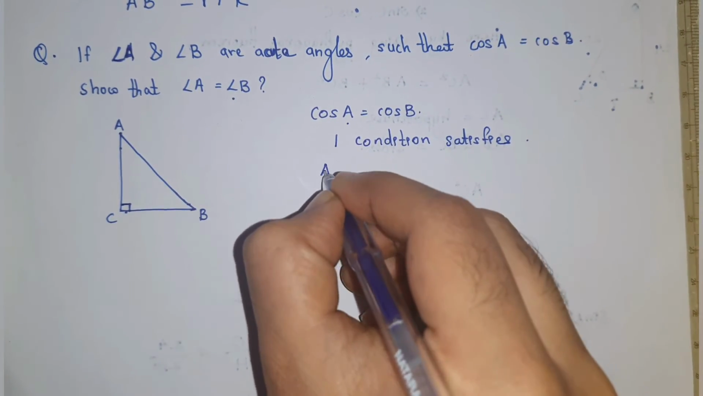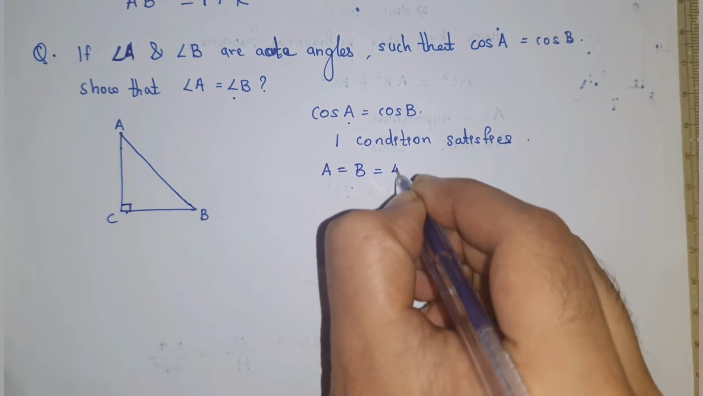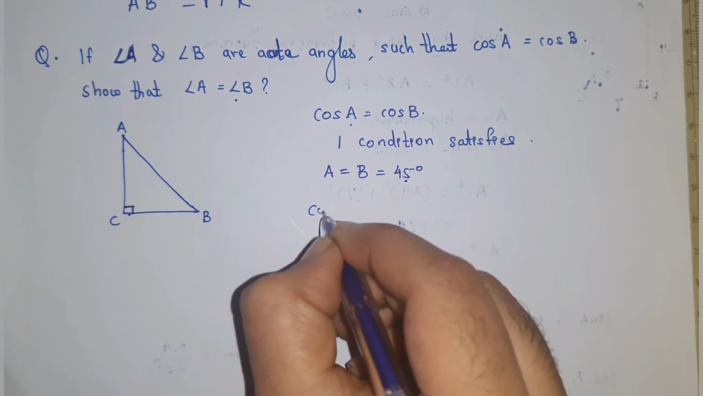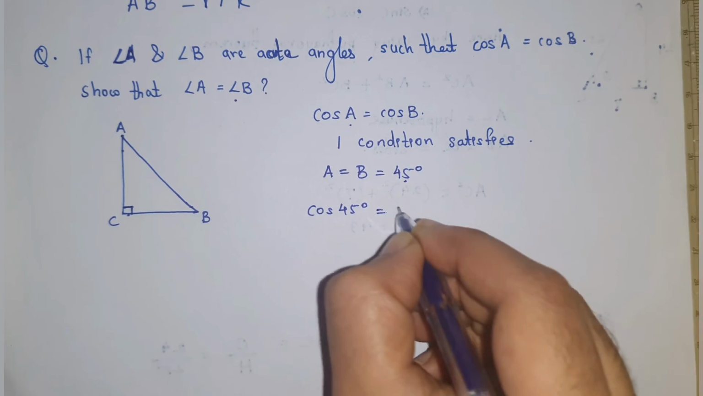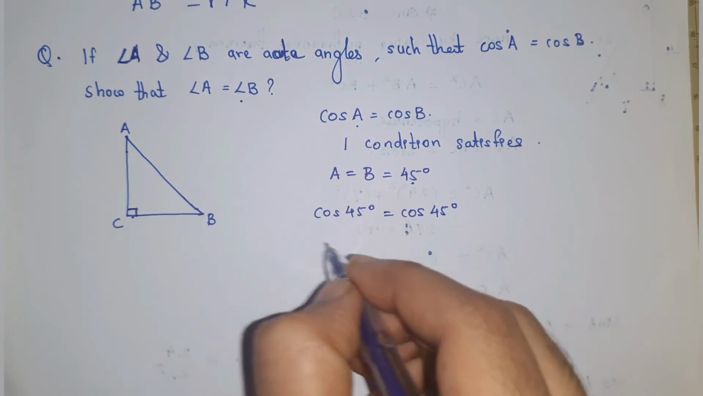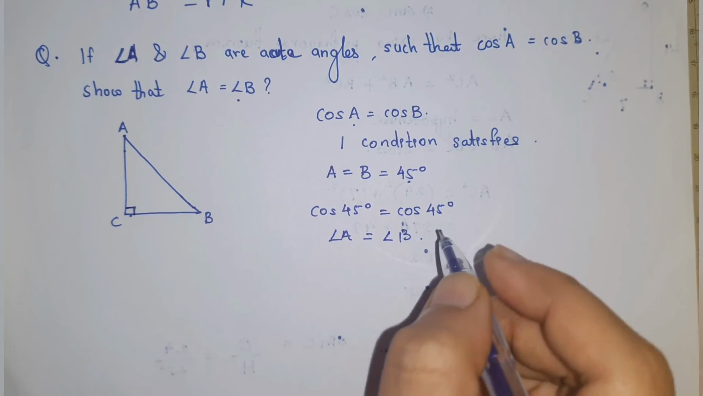that angle A is equal to angle B is equal to 45 degrees. If this exists, then cos of 45 degrees is equal to cos of 45 degrees. Then the angle A is equal to angle B.